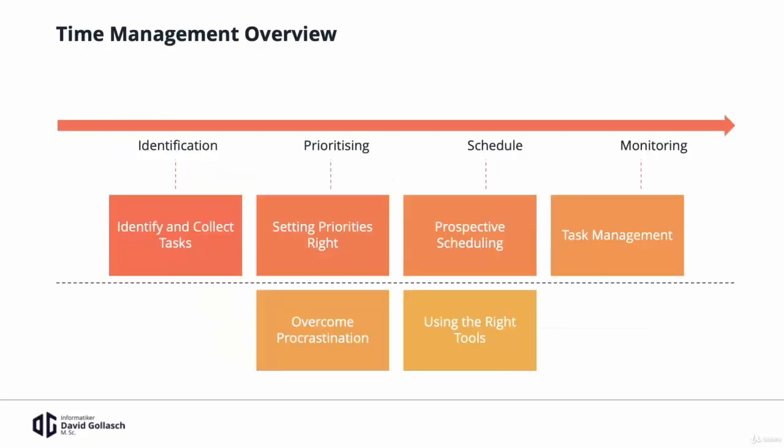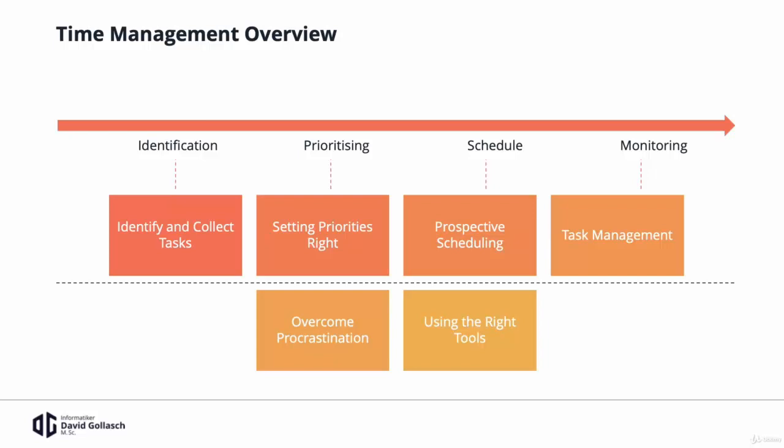Time management as such comprises 4 important phases that are shown here. So in the first place, we have to identify the tasks we have to fulfill. So we need a way or a system to collect all those tasks that we have to do, finding a way to form a kind of inbox that we can work on. So we identify and collect our tasks in the first phase.